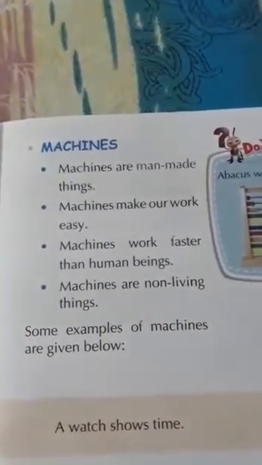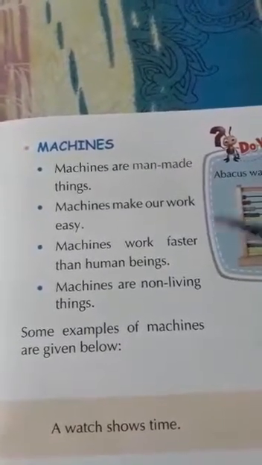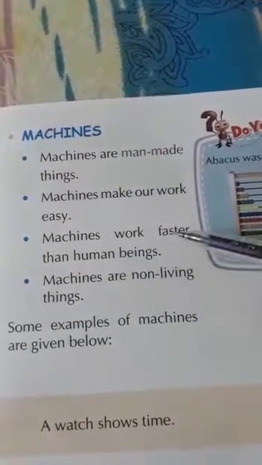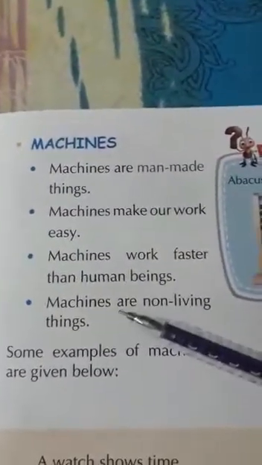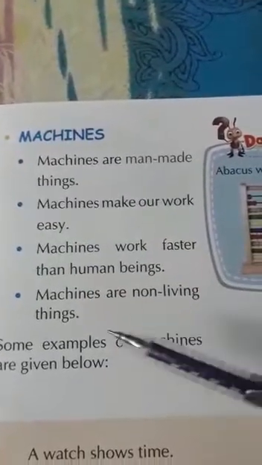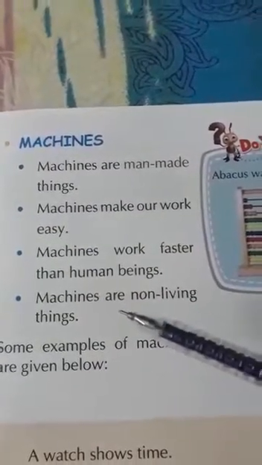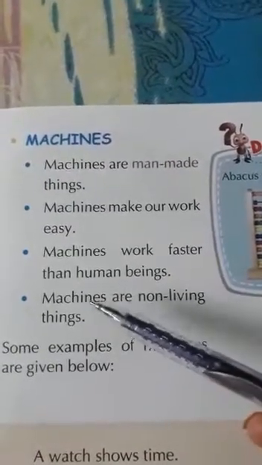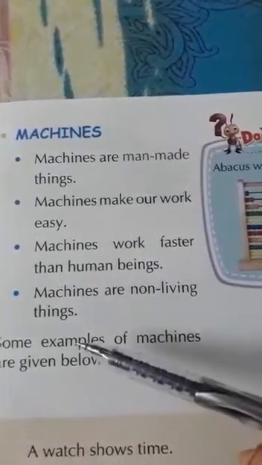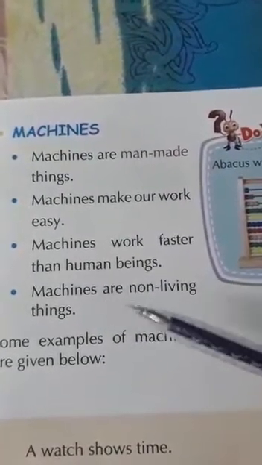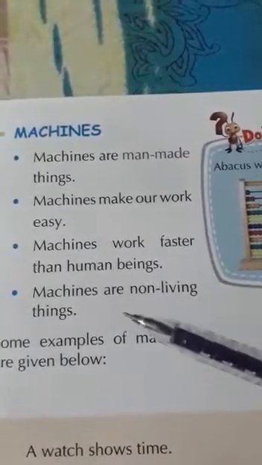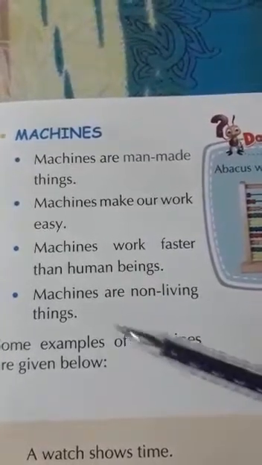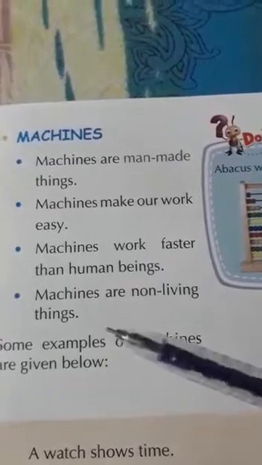We all know that machines make our work very easy. Next you can see that machines work faster than human beings. We all know that all machines work very fast, faster than human beings also. Next you can see that machines are non-living things. We all know that machines have no life. They are not alive, but they are doing their work. They can do many things, but they are non-living things because they don't have life.